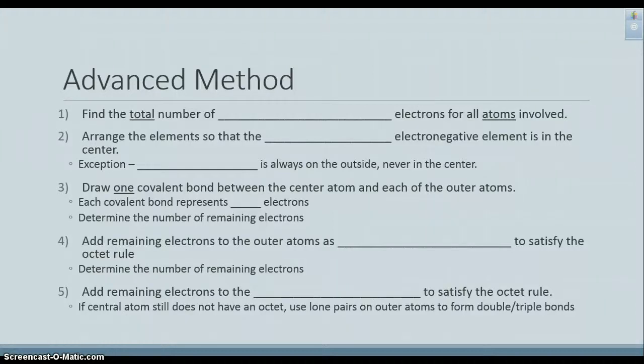Same thing goes for step 4. If you run out of electrons at step number 4, then you don't have to keep going on to step number 5. Also, every single time you do a Lewis structure, always go back and double check the octet rule. Make sure that each atom has satisfied the octet, or else you will not get the correct structures.